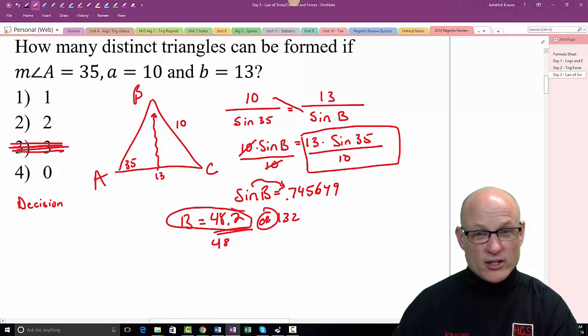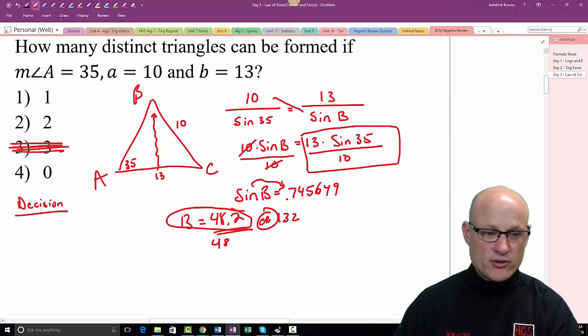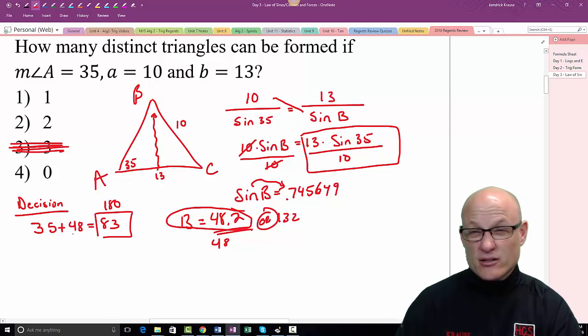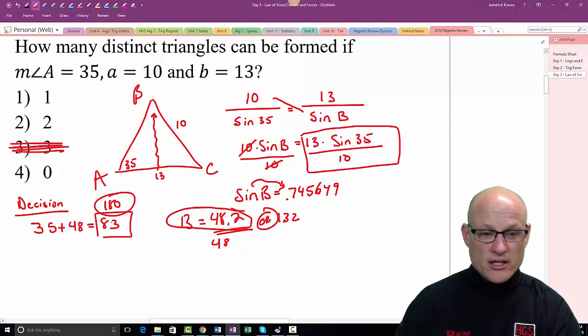So now we have a decision to make. Can I make 1 triangle or 2 triangles or no triangles? So here's what we're going to do. We're going to start with 35 was our original angle. We're going to add 48, and that gives us 83. Well, we know we have to have 180 degrees in a triangle. So clearly there's enough left over. The last angle would be almost 100 degrees. So we can get 1 triangle.